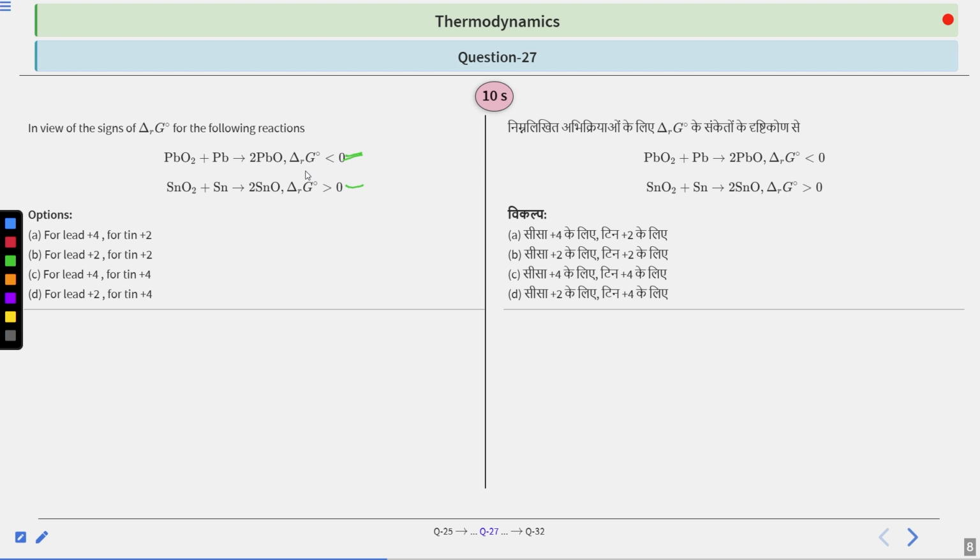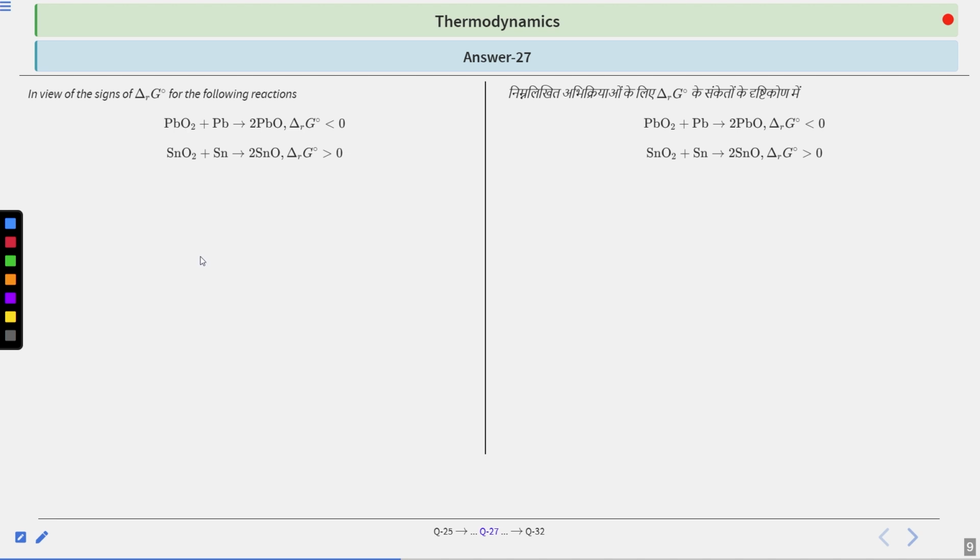Keeping that in mind, your options are: option A, lead plus 4 and tin plus 2; option B, lead plus 2 and tin plus 2; option C, lead plus 4 and tin plus 4; and option D, lead plus 2 and tin plus 4. So you have 10 seconds to solve this question. Your time starts now. Let us see who can solve it.